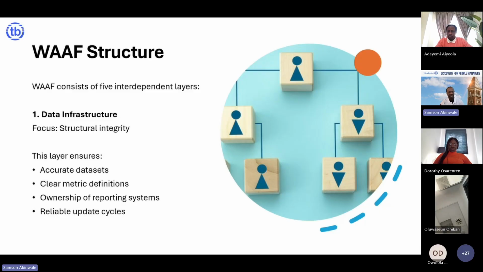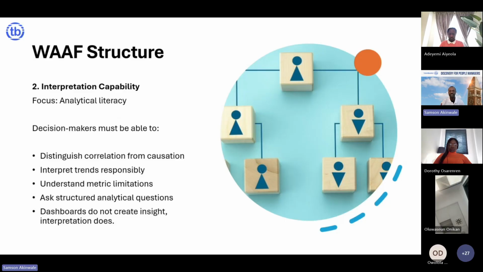This layer is also to ensure clear metric definition. What do you want to do? You have to already put them in metrics, and they have to be well defined, with ownership of your reporting system and a reliable update cycle coming with that. Layer 2 is a bit more advanced than layer 1, and it focuses on analytical literacy. I call this layer interpretation capability. This is where the bulk of the WAG issue rests.